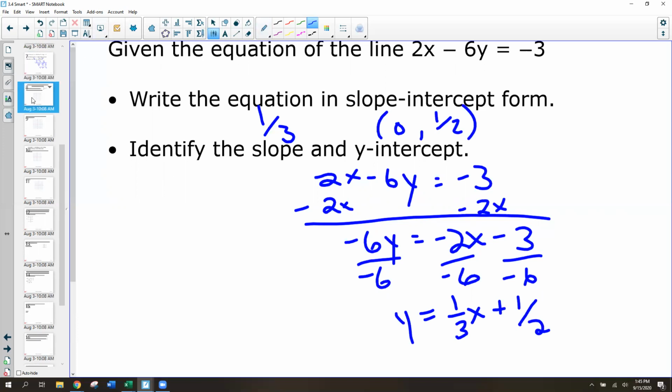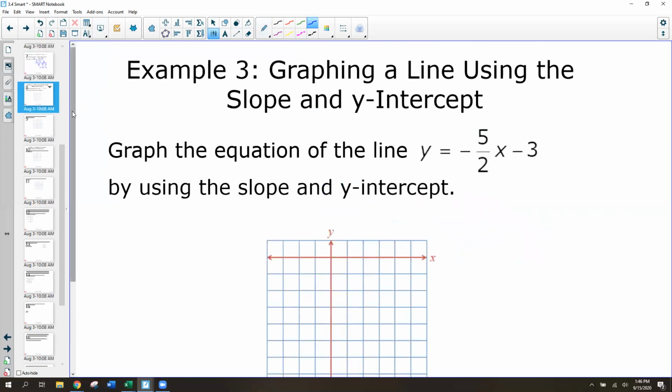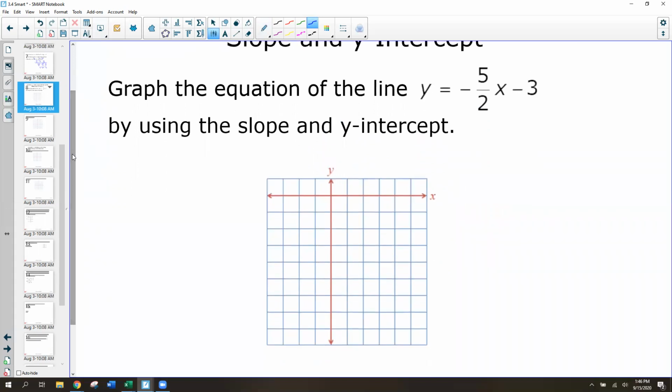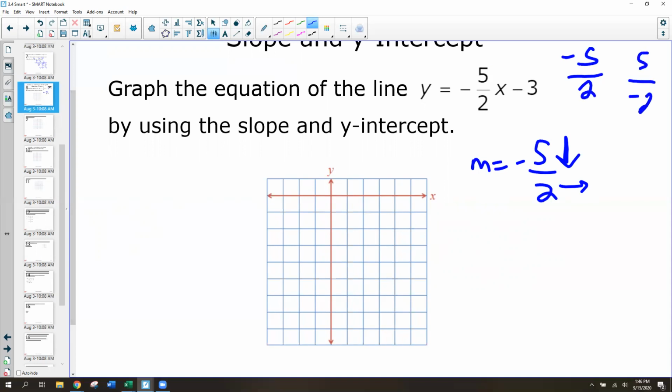All right. So now what we can do is graph equations based on what we know about the slope and the y-intercept. So if we look at this equation, we know the slope is -5 over 2, which means it's going down 5 and right 2. The negative either applies to the top or the bottom. So you can think about it as -5 over 2, or as 5 over -2. My tendency is to put it in the top just so I don't lose track of it. And then the y-intercept is going to be (0, -3).